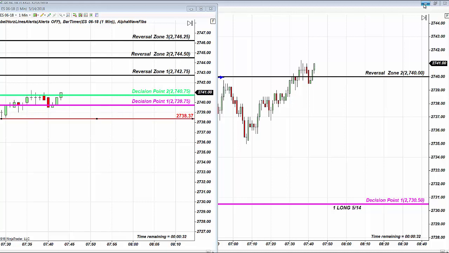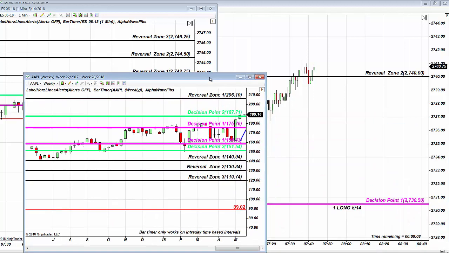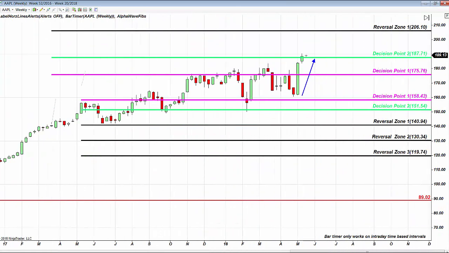Agree? And that's the market this morning. And those are proprietary Fibonacci levels, proprietary Fibonacci strategies in front of you every day. You decide what you want to trade. This is Apple this morning. Where is Apple now? Decision point 2. This is your investment decisions.